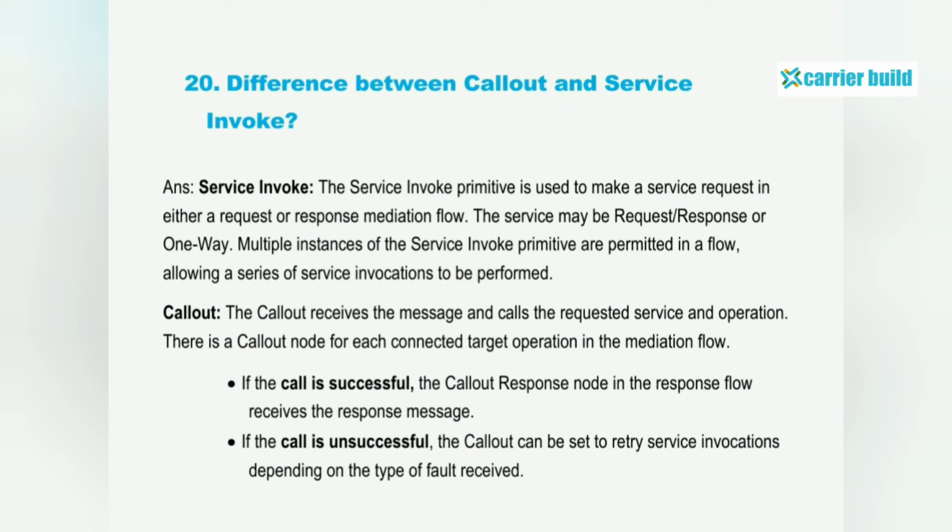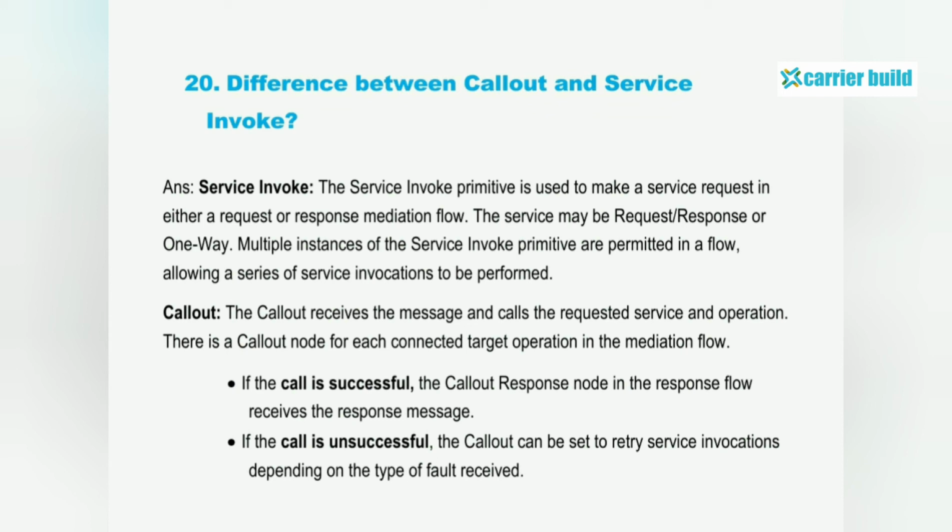Multiple instances of the service invoke primitive are permitted in a flow, allowing a series of service invocations to be performed. Callout. The callout receives the message and calls the requested service and operation. There is a callout node for each connected target operation in the mediation flow. If the call is successful, the callout response node in the response flow receives the response message.